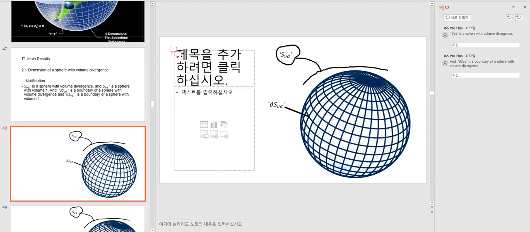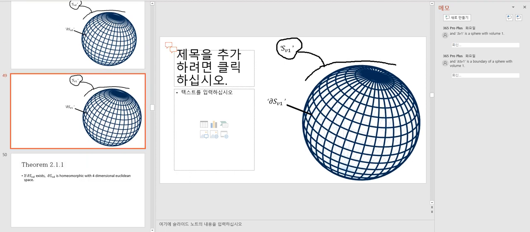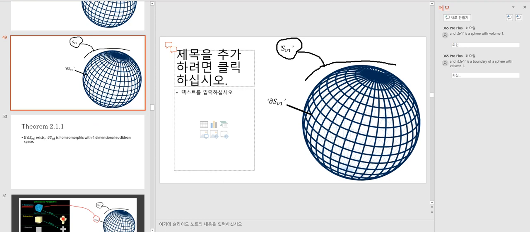S3D is a sphere with volume divergence, and dS3D is the boundary of a sphere with volume divergence. And SV1 is a sphere with volume 1, and dSV1 is the boundary of a sphere with volume 1.